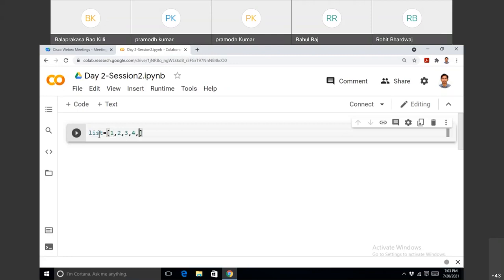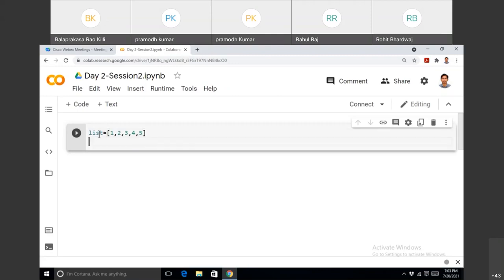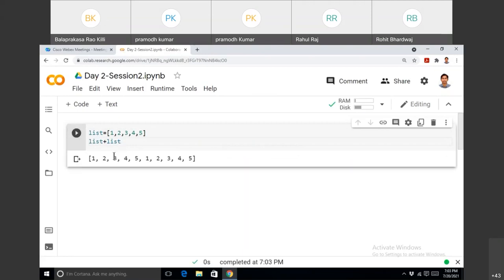1, 2, 3, 4, 5, and so on, and we have seen list plus list, what will it give? It will concatenate. This is not an addition operation, right? We already saw this yesterday. And not only this, there are many other differences. So you see, it was concatenating the elements. It is not performing the addition operation.